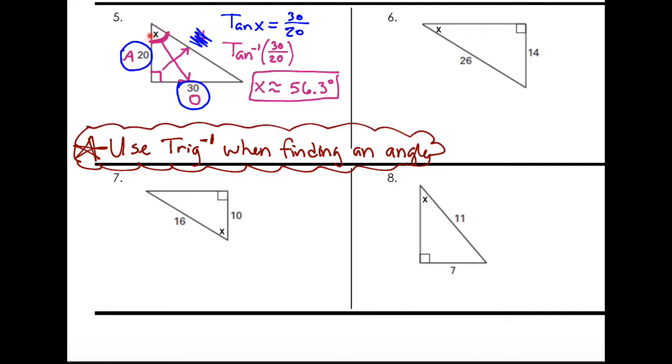And remember, technically, if I know this angle measure, I can now find this one, because all three angles should add up to 180 degrees in a triangle. Alright, so I'm going to do another one, number 6.